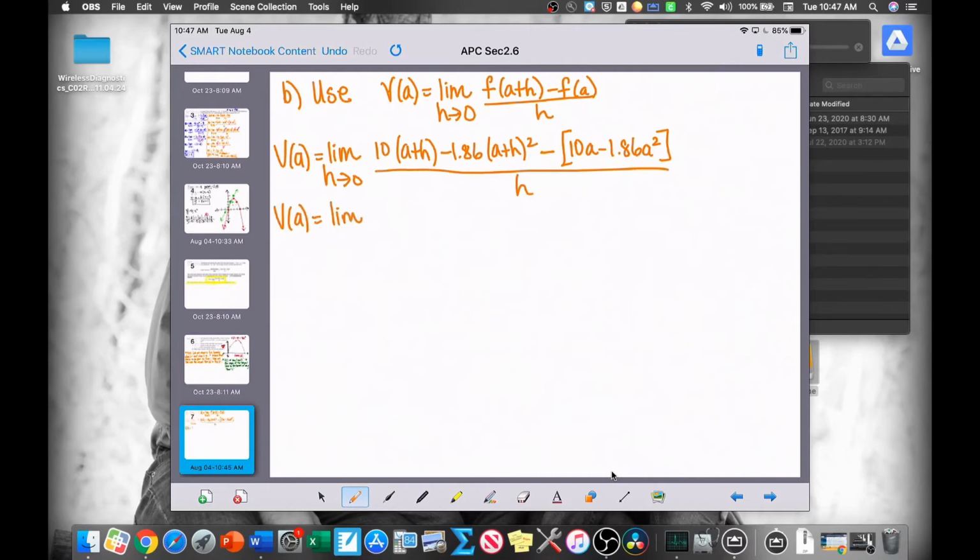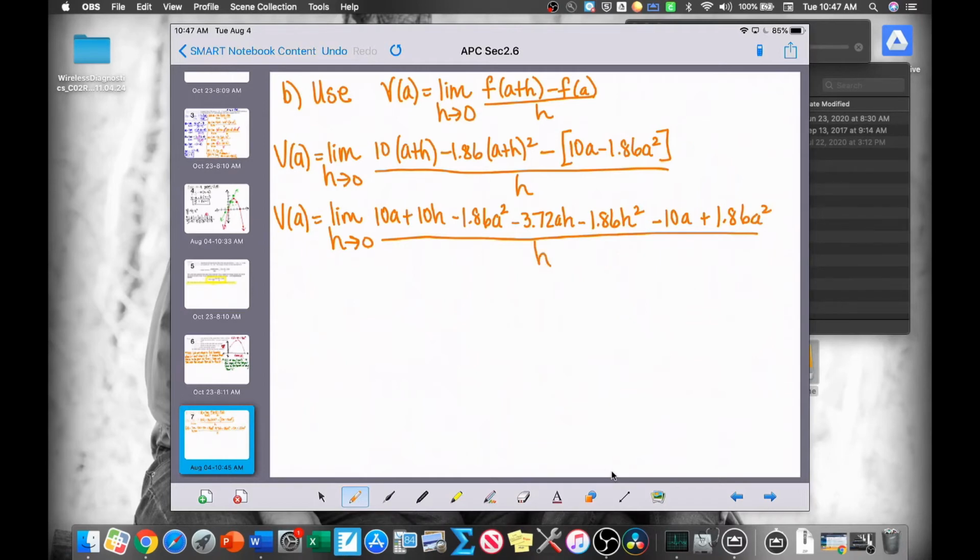This is going to be equal to the limit as h approaches 0 of 10A plus 10h. A plus h quantity squared is a squared plus 2ah plus h squared. And then when I multiply that negative 1.86 through, I get negative 1.86a squared minus 3.72ah minus 1.86h squared, and then minus 10a and plus 1.86a squared. And again, this is all divided by h.